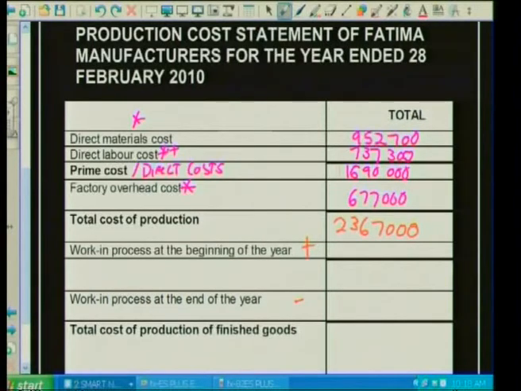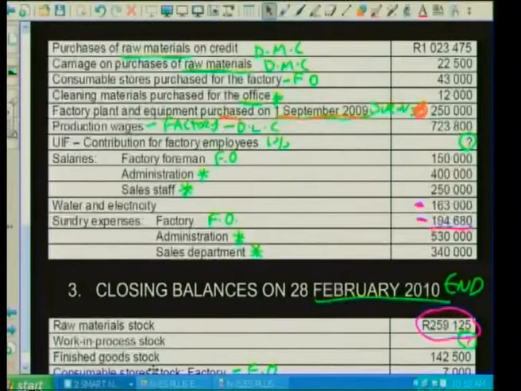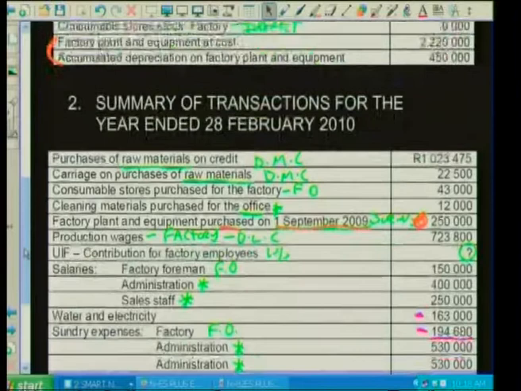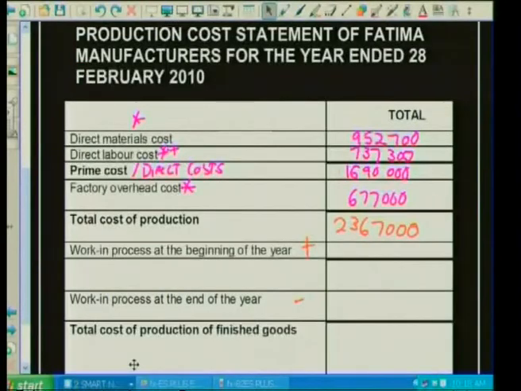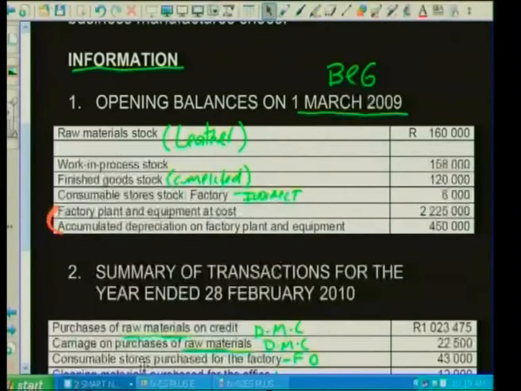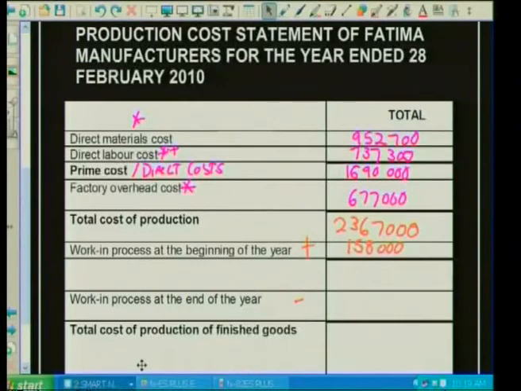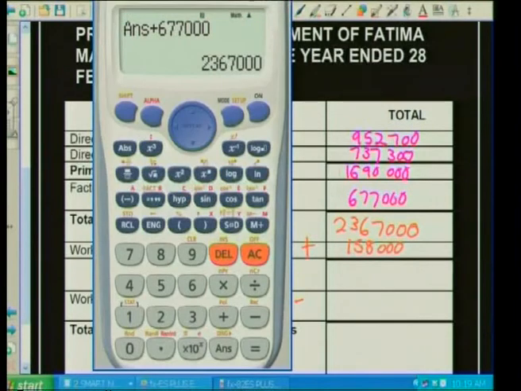So let's start with work in progress at the beginning of the year. We're going to our info, and it's right at the top, opening balances. Work in progress stock at the beginning of the year was 158,000. So let's take that amount through. So we've got our work in progress at the beginning of the year, 158,000. Let's just check that, people. Okay, 158,000, correct.